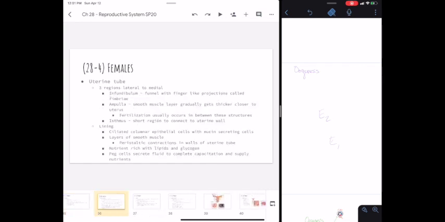Okay, uterine tubes. It's a paired set of tubes, and these go laterally from the uterus. There are 3 parts to the uterine tube. From lateral to medial, you have the infundibulum. The infundibulum has some fimbriae, which are finger-like projections. They are waiting for the ovary to release the egg and to catch it.